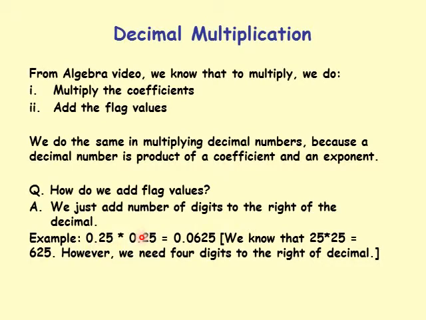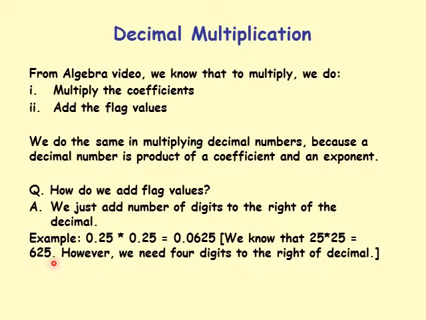Example: 0.25 times 0.25. There are 2 digits to the right in here and 2 digits to the right in here. When we add 2 plus 2, we get 4 digits to the right. We know that 25 times 25 is 625. We have to have 4 digits to the right, so we add a 0 to the left. If you add a 0 to the right, that's not the same value. So it's 0.0625.